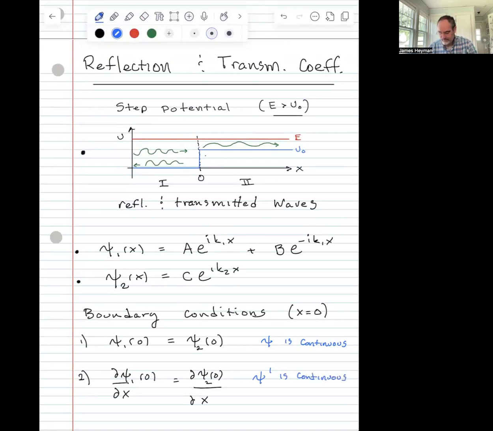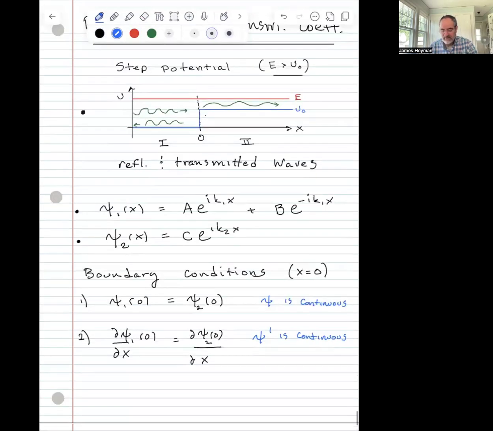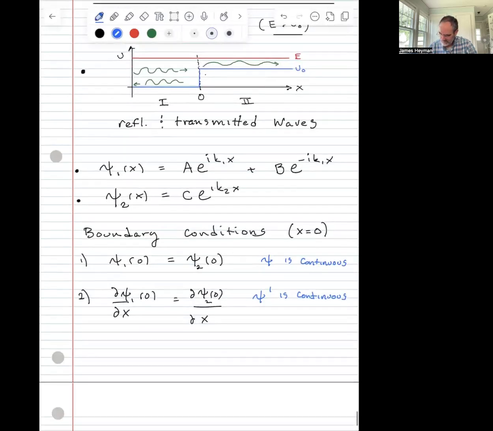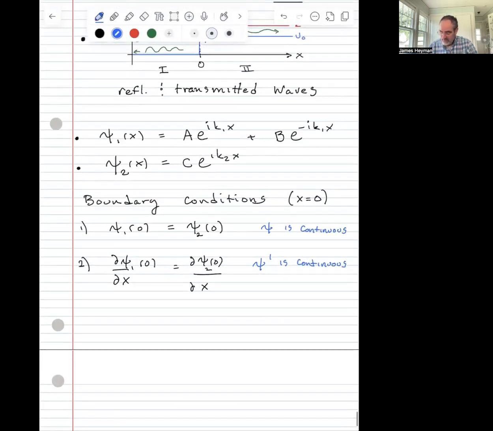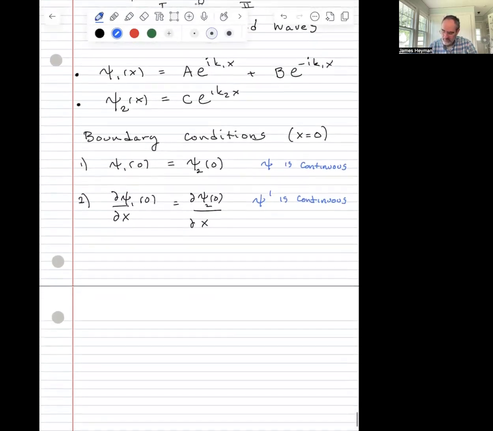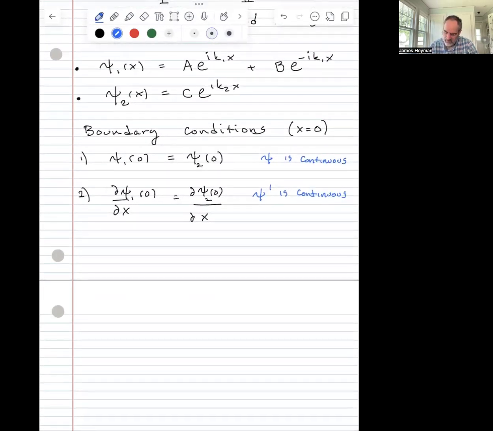All right? And that turns out to be related to the idea that only finite forces can act in our system. Okay, in any event, those are our boundary conditions. So let's see what happens when we impose them on our general wave function above.